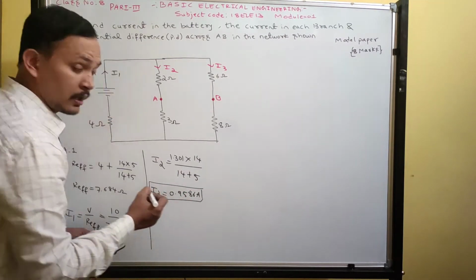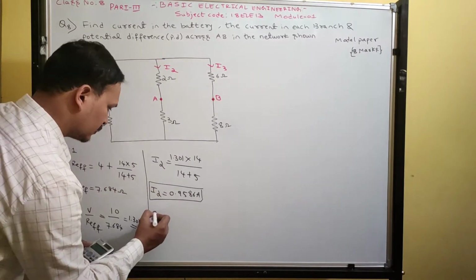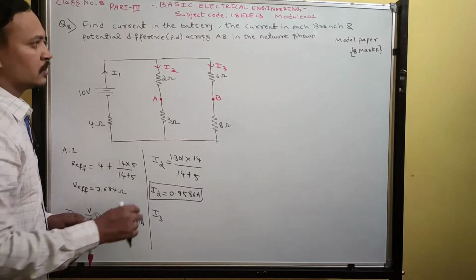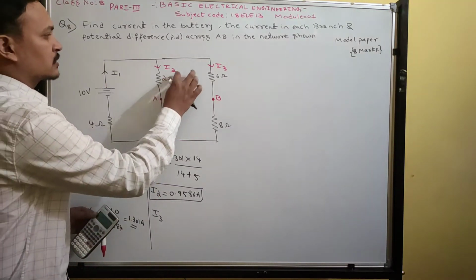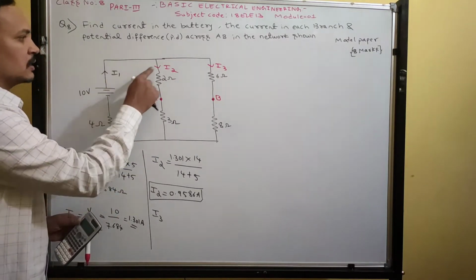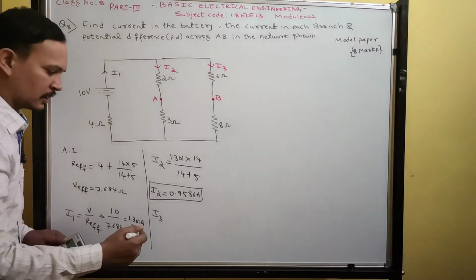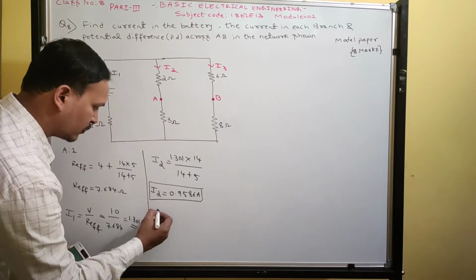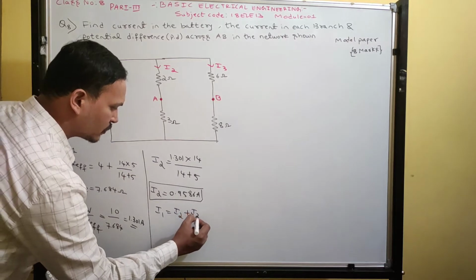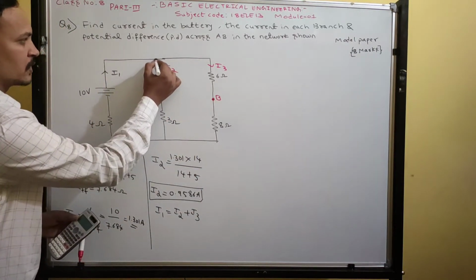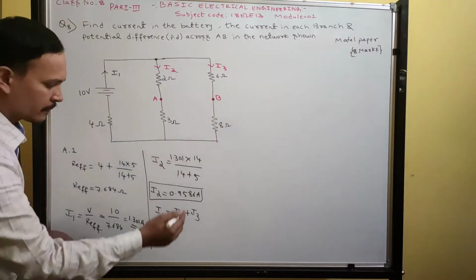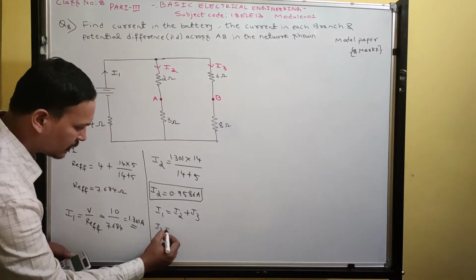This is the I2 value. Then I3. I3 can be determined in this way. We know that in parallel, the sum of the branch currents is equal to the supply current. So I know this current and this current, and I can easily find I3. Consider a node here. Entering current is equal to outgoing currents. Entering current is I1. What are the outgoing currents? I2 is outgoing and I3 is outgoing.